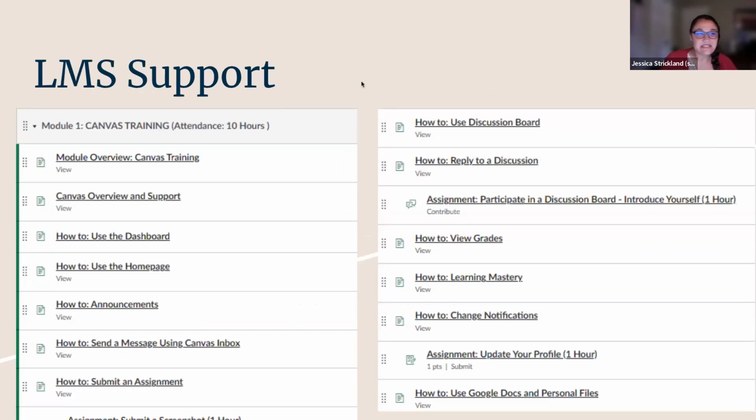Okay. LMS support, your learning management system, whatever your college is using. Is that Blackboard, Moodle, Canvas? There's probably more I'm not even aware of.